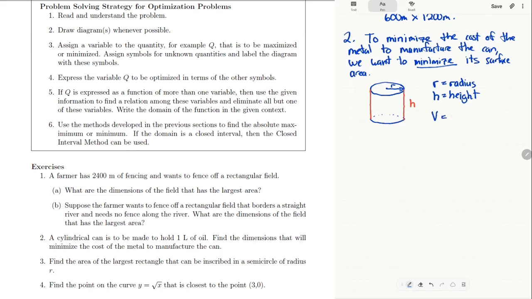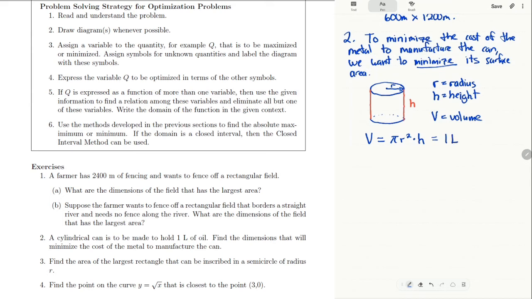So we know that the volume of the can is going to be 1 liter. And to find the volume of the can, we take the area of the base multiplied by the height. Now the base is going to be a circle of radius r, and so the area of the base is going to be pi r squared. And then to find the volume, we will multiply this by the height. And so the volume is going to be pi r squared h, and this has to be 1 liter.